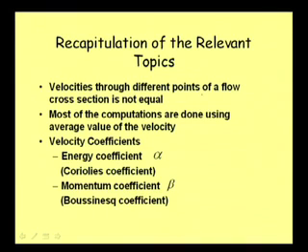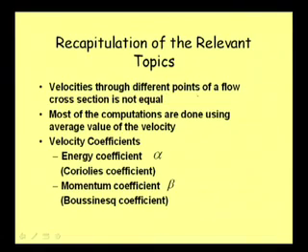First, we did discuss that velocities through different points of a flow cross section are not equal. What we mean by that is, if this is the cross section, velocity at different points will be different. Fine, that was discussed in the last class.